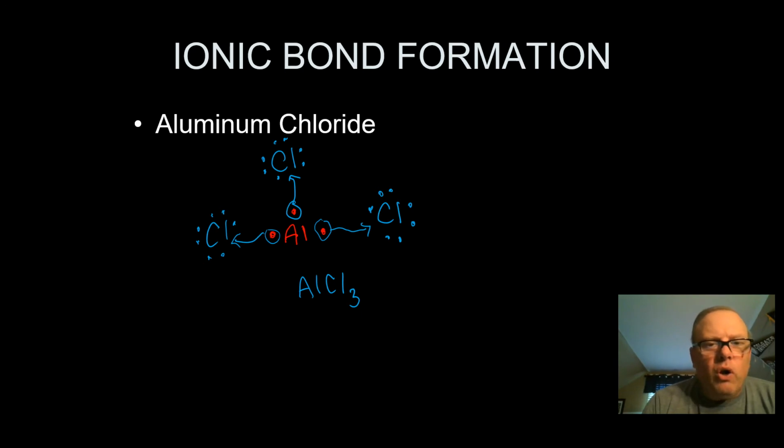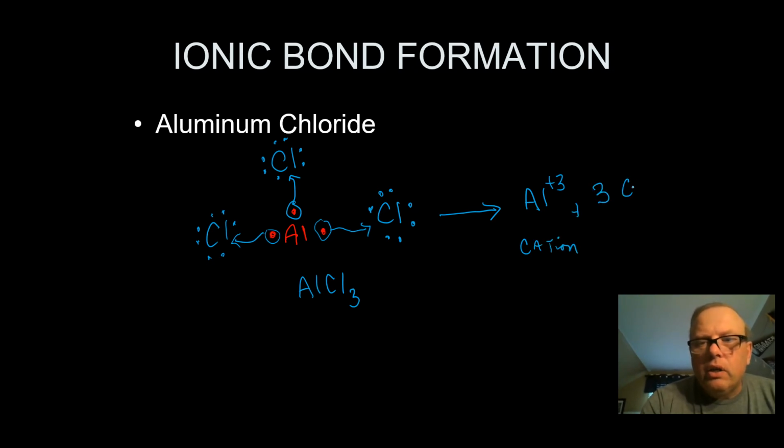Aluminum is going to lose all 3 of those valence electrons to satisfy its octet. Chlorine gains each of them to satisfy its octet. So what we have here at the end is an aluminum ion, that's our aluminum cation, and we have 3 chloride anions, each of which has a full stable octet like that. So that is the idea behind ionic bond formation.